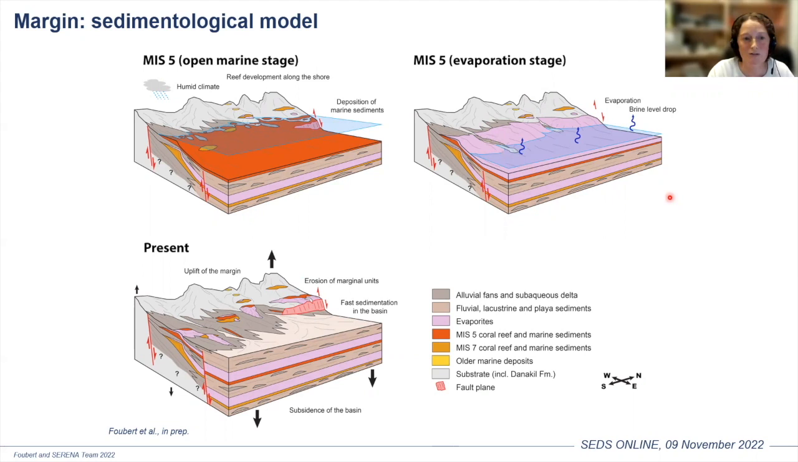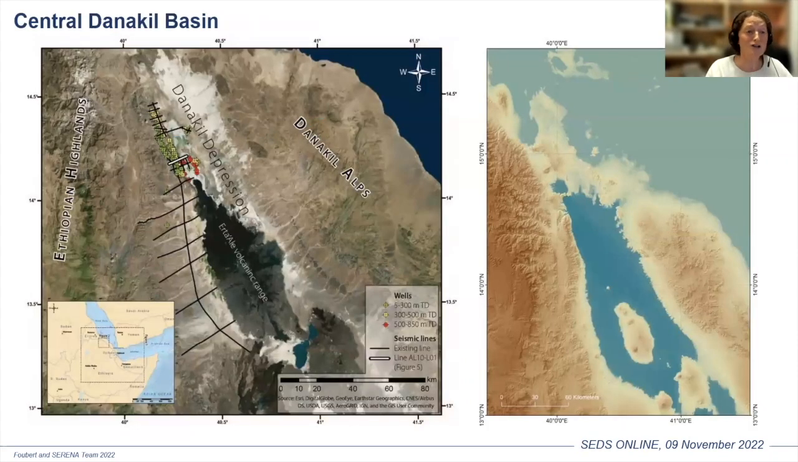the Danakil depression. After that, we don't have any indications that the Red Sea was ever entering the depression after marine isotopic stage 5e, and you enter into the present-day sedimentary environmental conditions as we see nowadays, which I showed you at the start of the presentation. Okay, this is all for the basin margins.